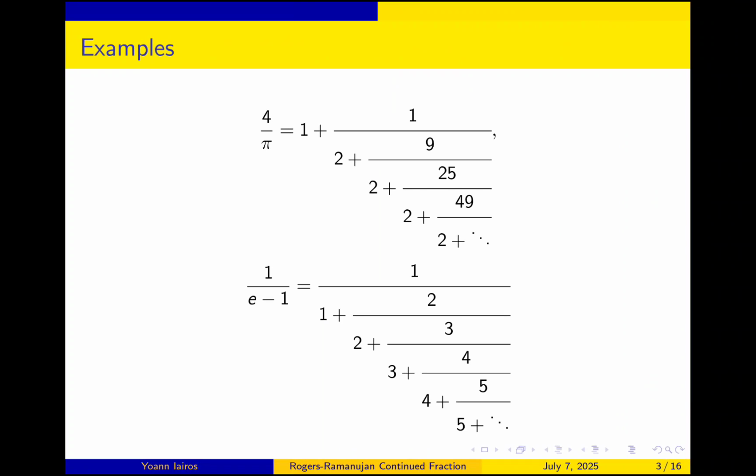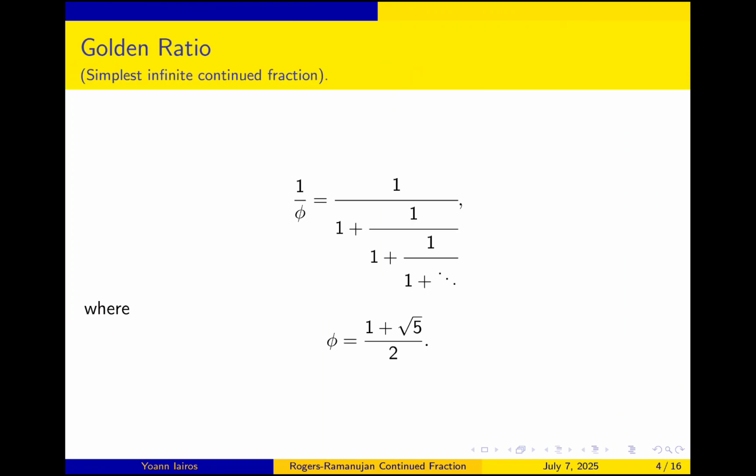There are many very beautiful examples of infinite continued fractions. For example, the ones shown on the screen are particularly delightful for pi and e, and these are not particularly difficult to prove, even though they are very delightful. And the simplest infinite continued fraction is the one where the numerators and denominators are all ones. And that's the continued fraction for 1 over the golden ratio.